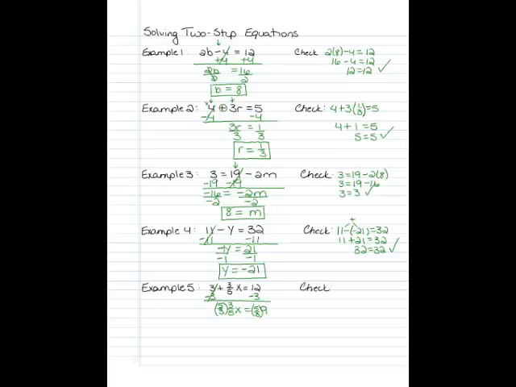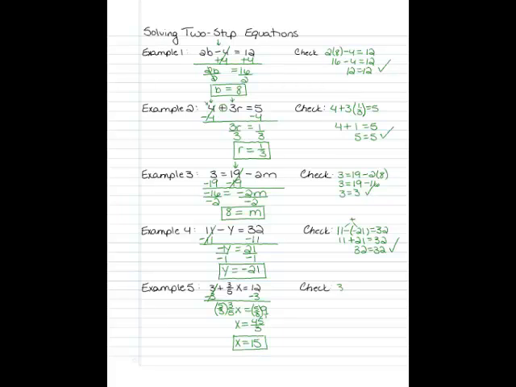On the left, we wind up with 1x or just x. Everything cancels. And on the right, 5 times 9 is 45. 3 times 1 is 3. Reducing this, we get 15 over 1, or just 15.